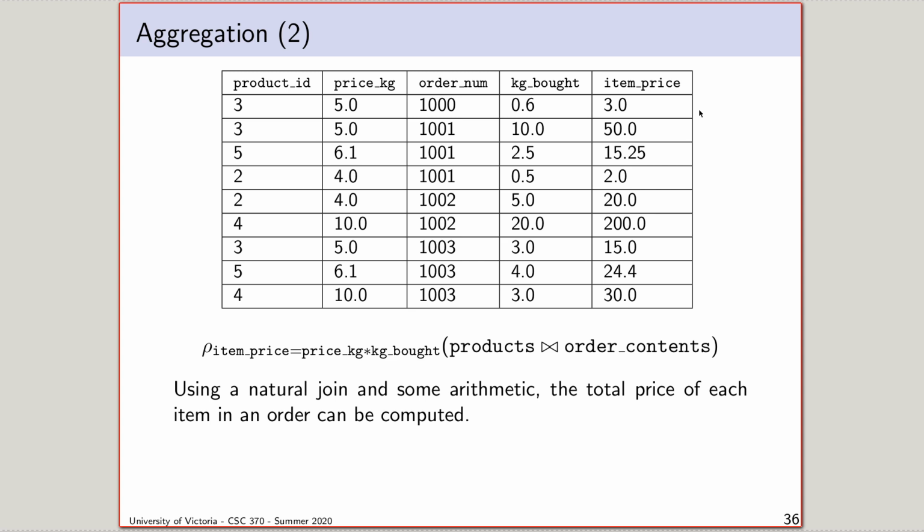And so I can actually add, in SQL this is dead easy, a new column containing that synthetic value. This is a case where I could use the rename operator to give me a new column. I can rename the synthetic quantity price times kilograms bought as item price. So that's one way of modeling that with relational algebra, and I do that based on the result of this natural join. Great, okay, so now I've got the total price of each item. What I want, though, is the total price of each order. So order number 1002 costs $220, and order number 1000 costs $3.